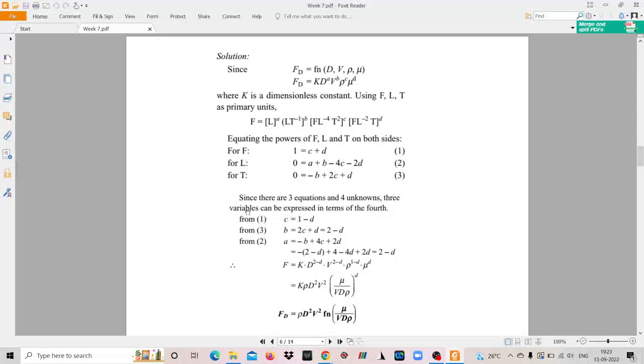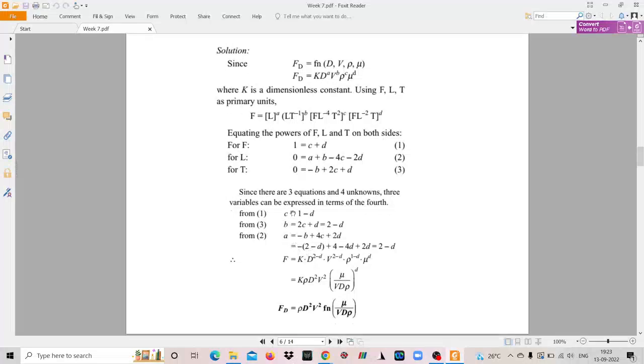3 variables can be expressed in terms of 4. Okay, 3 variables are expressed in terms of 4. So what they have done, there are 3 equations. From the first equation, C is equal to 1 minus D. From the third equation, what is the value of B?